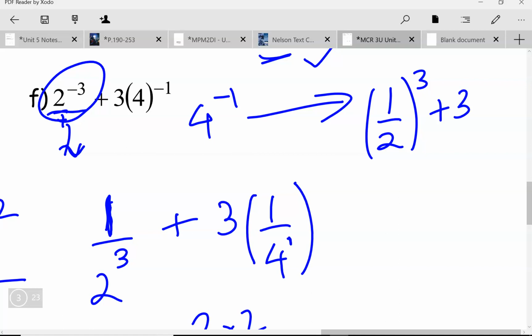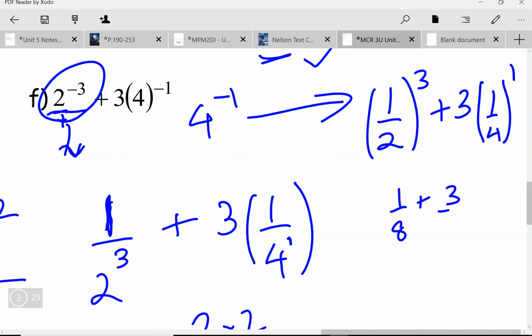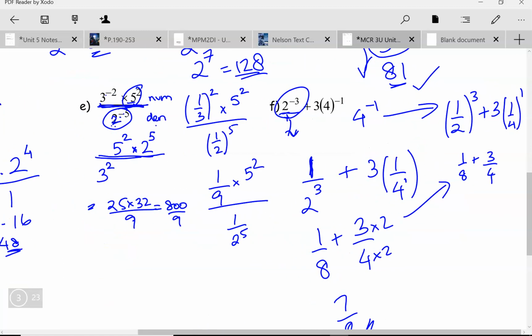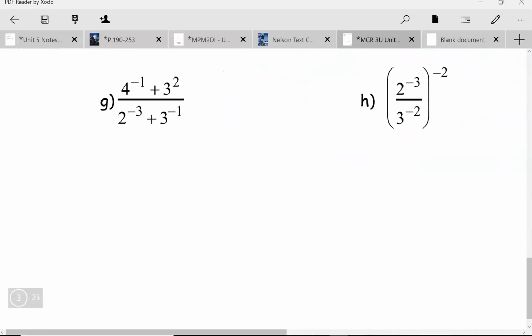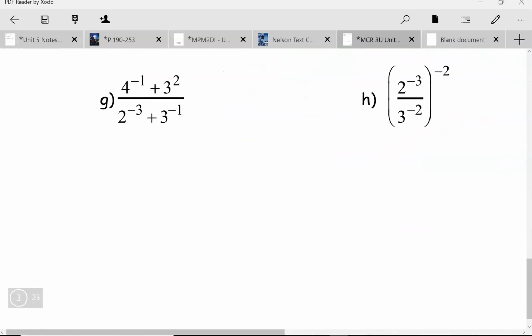Plus 3 and then 4. The reciprocal of 4 is 1 over 4 to the power of positive 1. And this is 1 over 8 plus 3 over 4, and we're back to here. So they'll give you the same answer. You can do it whichever way you'd like. The important thing is you know how to work with these instead of worrying about which way you're doing it at this point.